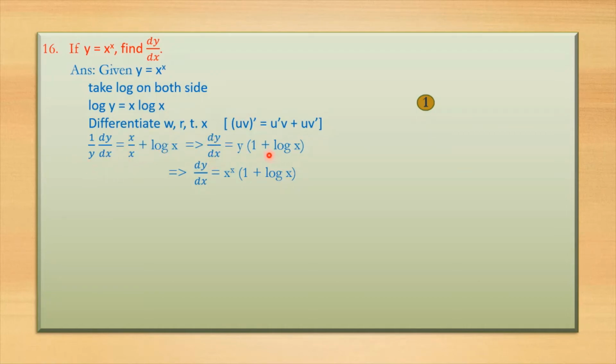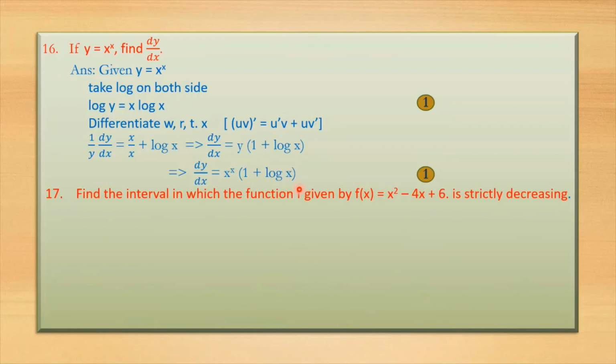This y, if I take to the right side, it will become y into 1 plus log x. Now dy by dx is equal to, in place of y, you can write x to the power of x into 1 plus log x. This will be awarded 1 mark. So totally 2 marks will be awarded. For the log, you have taken 1 mark, and the final output will be 1 mark.